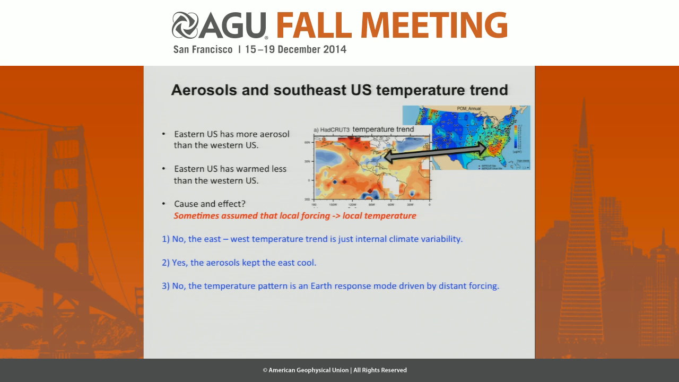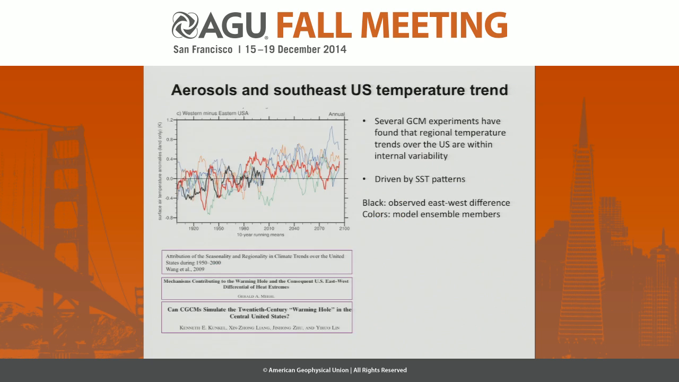talking about that. And I can talk about basically three explanations. One is no, the east-west temperature trend is totally random climate variability. Two, yes, the aerosols kept the east cool. And the third one is that it's not random variability, but it's not really the aerosols in the eastern U.S. It's radiative forcing somewhere else on the Earth, and it just so happened that in a sort of deterministic sense, the east was cooler. And I'm not a global climate modeler, and I'm not completely sure of the answer, but let me show you some of what's in the literature here.